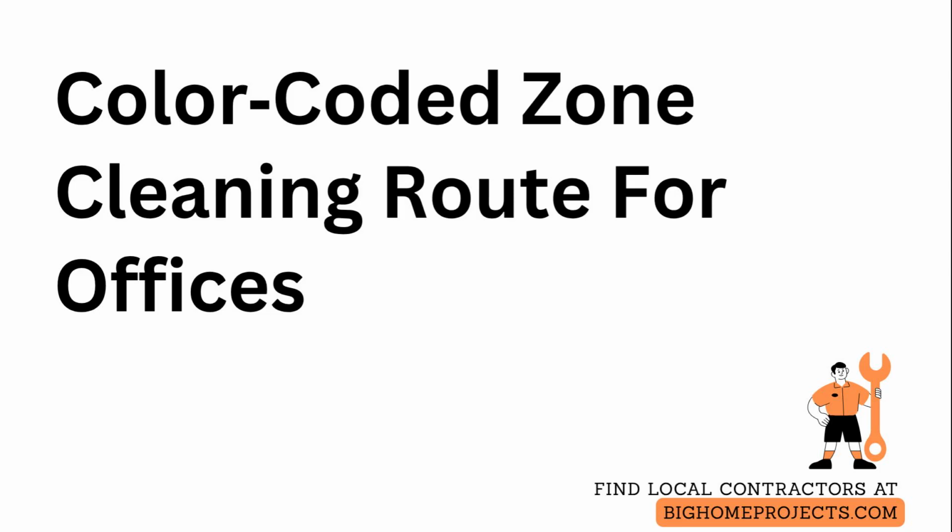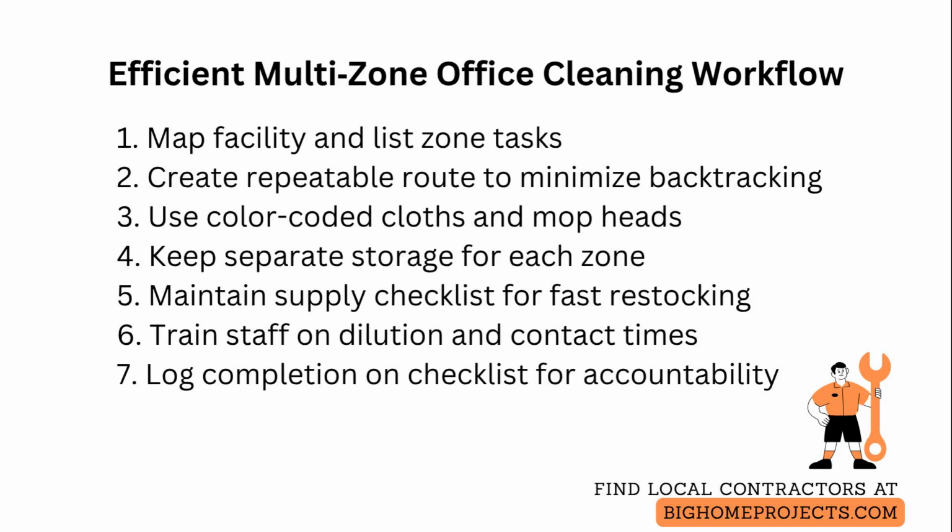Cleaning office spaces efficiently requires treating restrooms, kitchens, and general areas as separate zones with clear processes and tools for each. Start by mapping the facility and listing tasks per zone, then create a repeatable route that minimizes backtracking and cross-contamination. Use color-coded cloths and mop heads for restroom, kitchen, and general areas and store them separately so staff can grab the correct set at shift start.